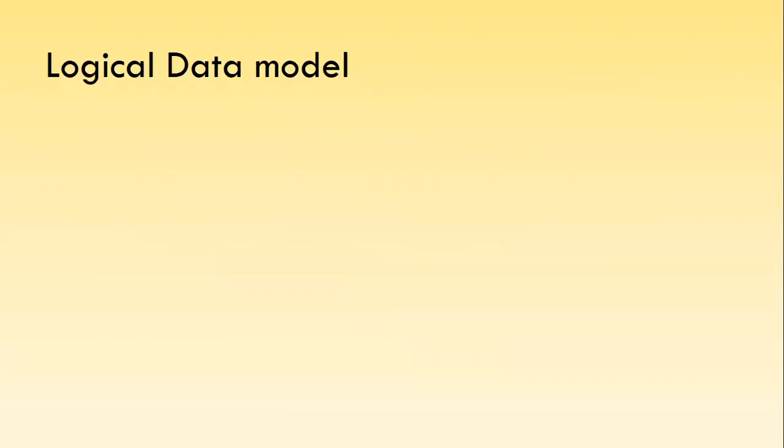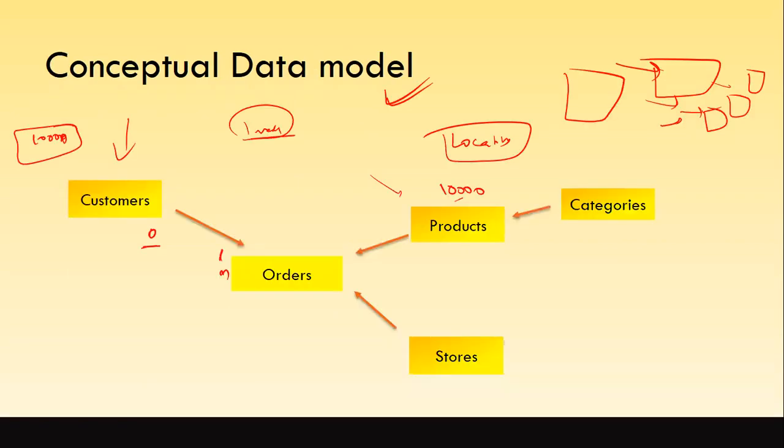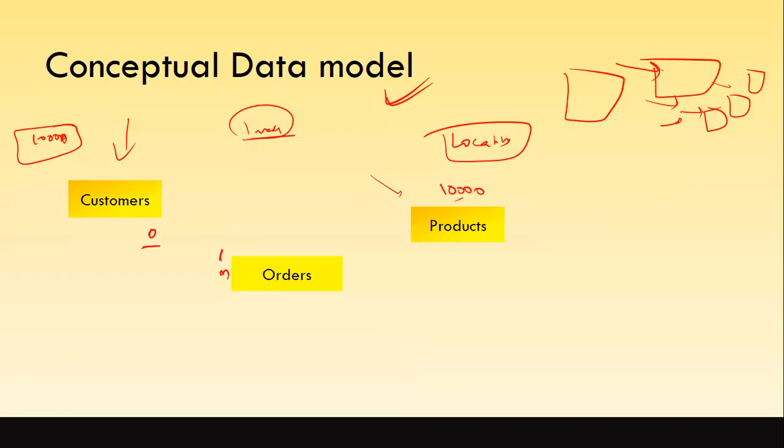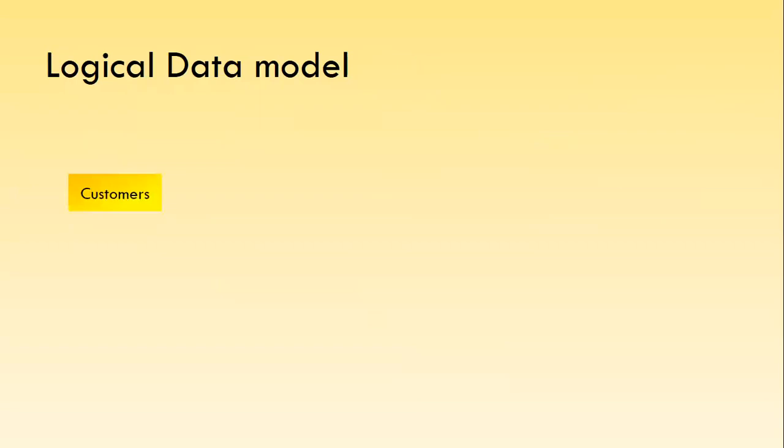So the next one is, after the conceptual model is over, the next phase is the logical data model. As for the design phase, as I told you, in the software development life cycle the second phase is going to be your design phase: high level design, low level design. Sometimes we keep only one design document, depending on the customer. As far as the design phase, we come up with a logical data model.